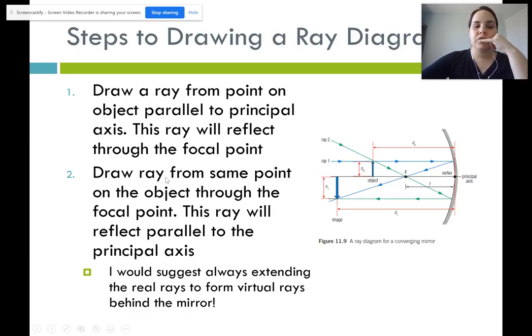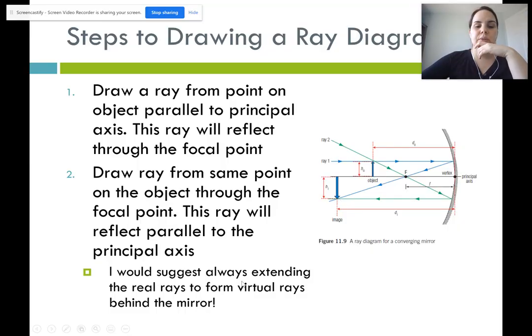The second ray says draw a ray from the same point on the object through the focal point. So this time, instead of going parallel to the principal axis, I'm drawing this green ray right here. It's going to go from the top of the object through the focal point until it hits the mirror. When it hits the mirror, light bounces off of it, just like we learned last week. And it says this ray will reflect parallel to the principal axis. So we're going to bounce it back, and it's going to go parallel. Where we're going to perceive the object to be is going to be where those two rays converge.